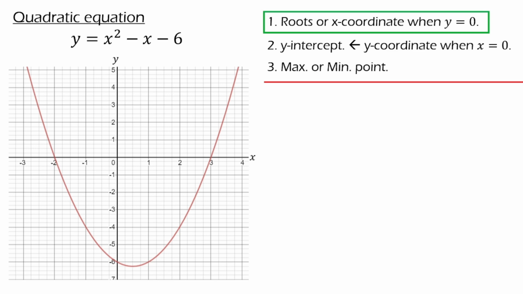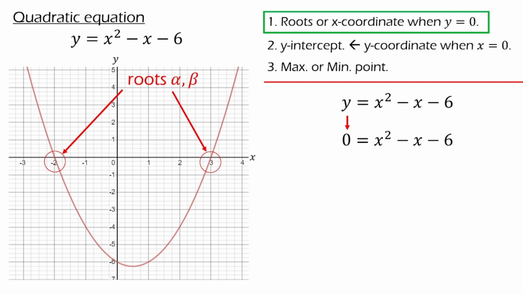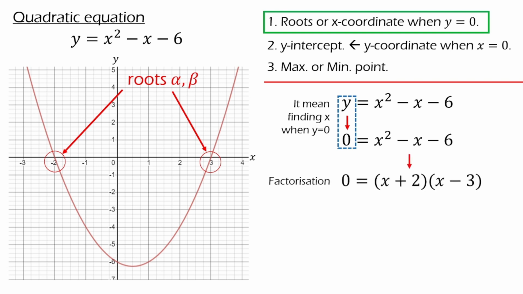What is roots and where is roots? Roots is where our graph intersects with the x-axis, which is here. It also means the x-coordinate when y equals 0. Let's calculate this point. First step, we change our y equal to 0. This step tells us that we are finding our x-coordinate when our y equals 0. We do factorization and we have x plus 2 multiply x minus 3. Solving it further, we have x is -2 and x is 3.